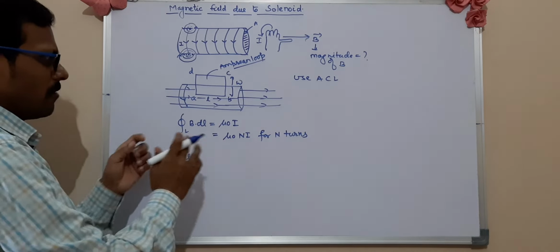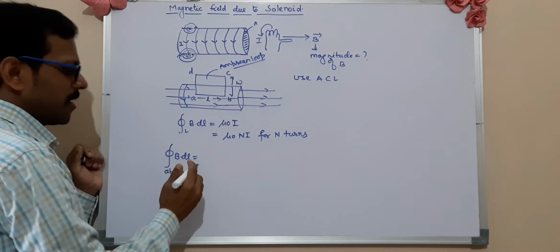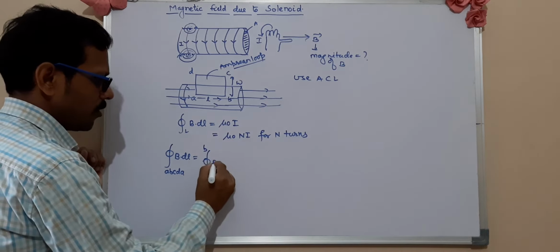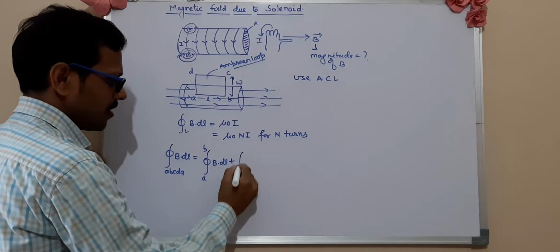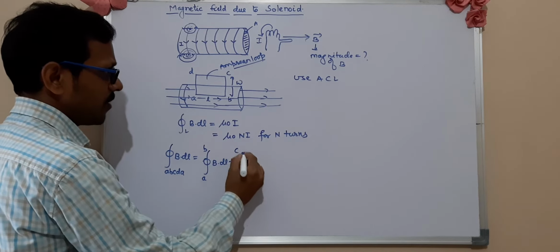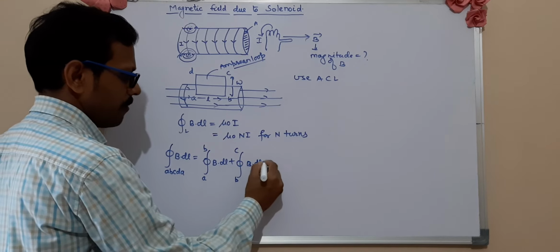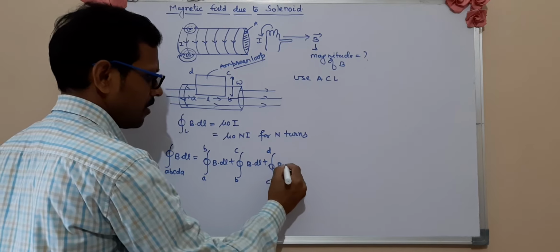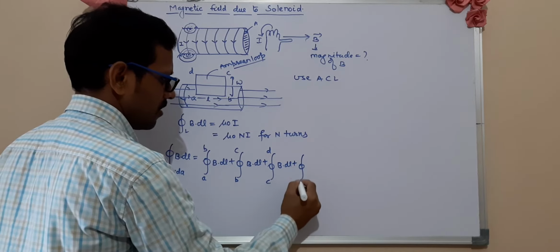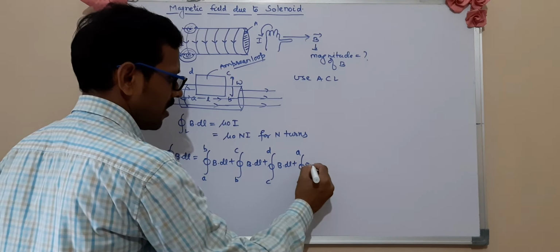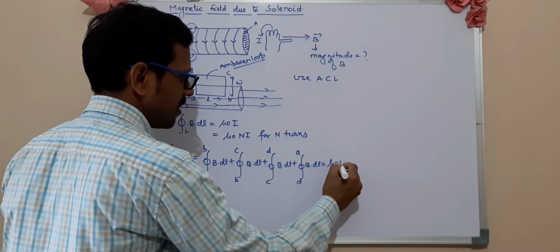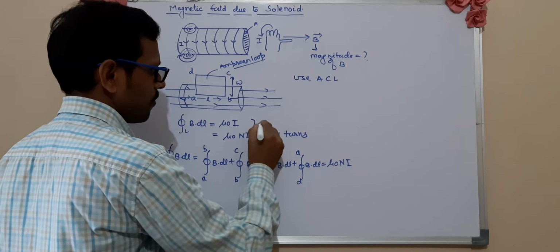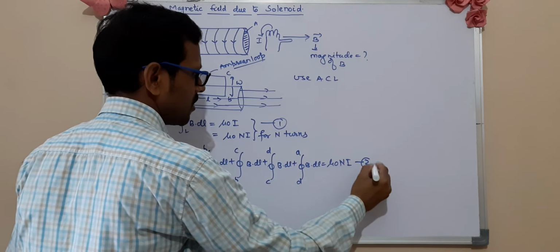So how to resolve it? Because we have four arms of this Amperian loop, we can write it as from A to B, B dot dl, plus B to C, B dot dl, plus C to D, B dot dl, plus D to A, B dot dl, and this is equal to mu naught N I. This is the first equation, this is the second equation.